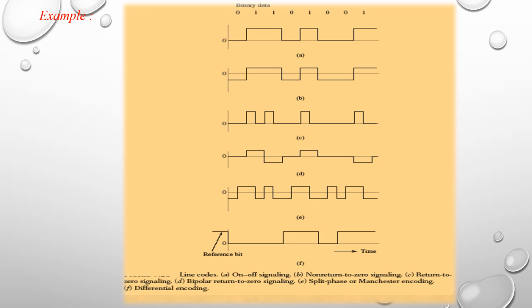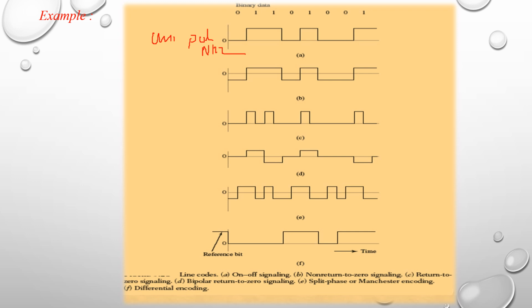Let's consider one example. The given binary data are 0 1 1 0 1 0 0 1. We have to convert the given digital data into different line coding techniques. The first conversion is the unipolar non-return to 0, the unipolar NRZ technique.